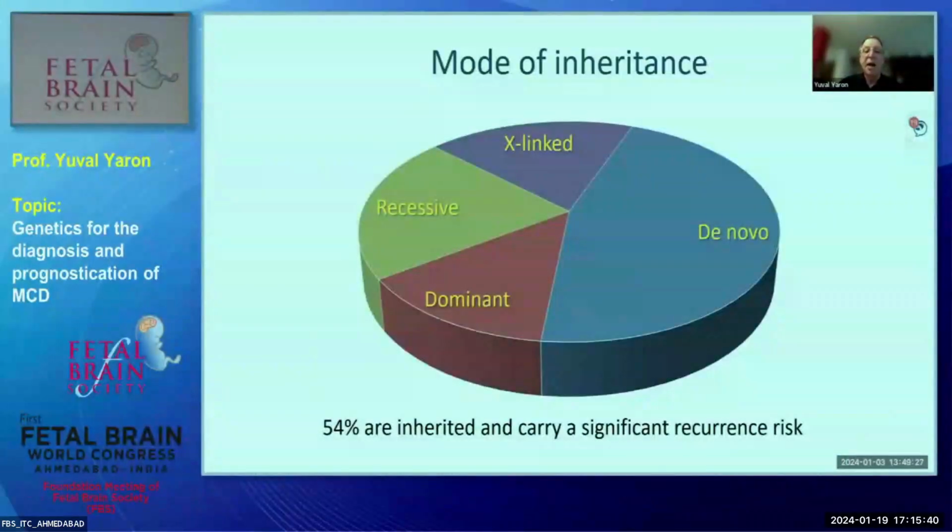And then this is a pie chart showing the different types of inheritance. Of course, a lot of them were de novo mutations, but some had X-linked or recessive inheritance with a high recurrence rate. And even the dominant cases, most of them had a mildly affected or a completely normal parent.